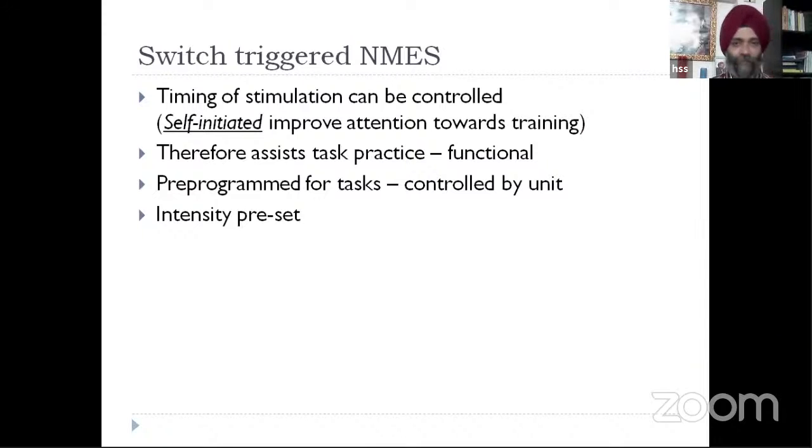So after cyclic functional stimulation, we have another type of stimulation known as switch triggered stimulation or the functional electrical stimulation. In this, the timing of stimulation can be controlled. So it is not pre-programmed within the machine. It can be controlled by a switch, an external switch which is self-initiated. So that means whenever the patient or the person is ready to move, that person can switch on the stimulation, and a pre-programmed input of electrical currents initiates muscular contraction and the action produced.